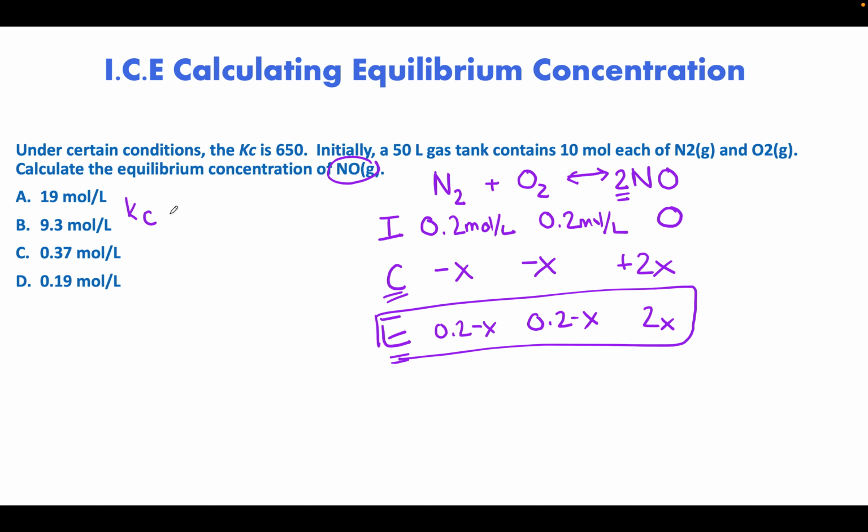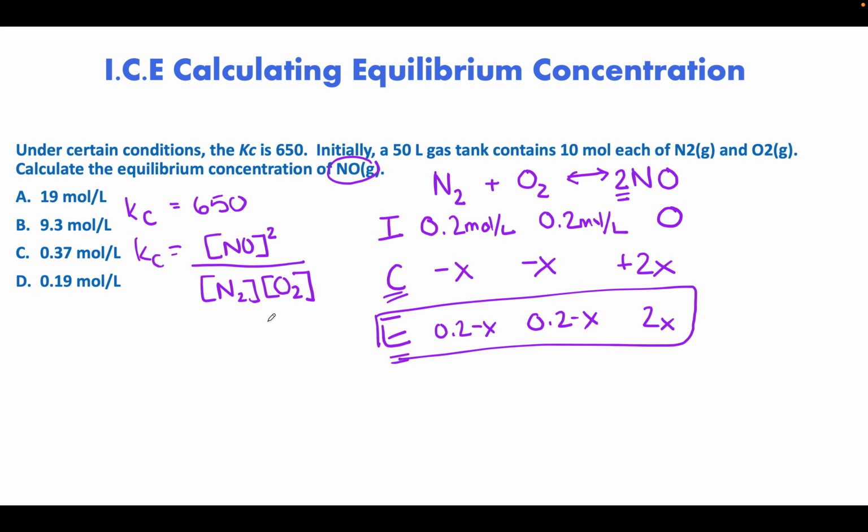If you know what Kc is, and it's telling us it's 650, then we also know that the Kc expression is products over reactants. So it would be NO squared. That squared is coming from the 2 in front. And if you need a little bit of help with this, I do have a lesson posted on how to calculate the Kc expression. And then it's over reactants. So our reactants is concentration of N2 and our concentration of O2.